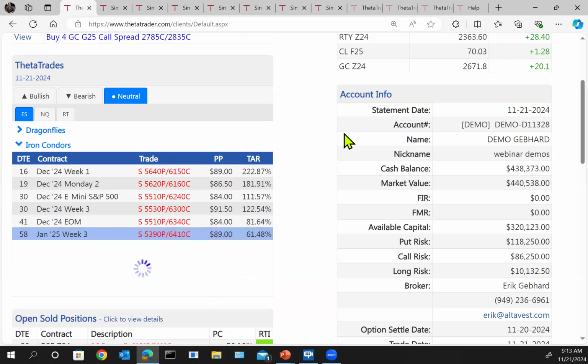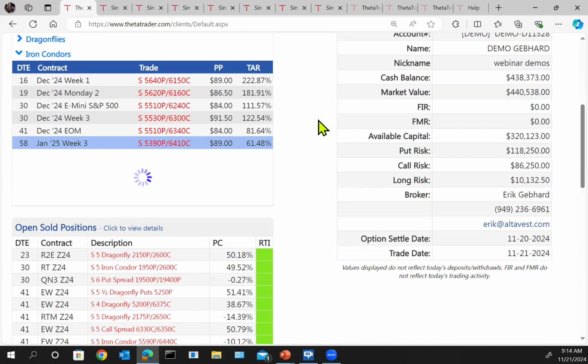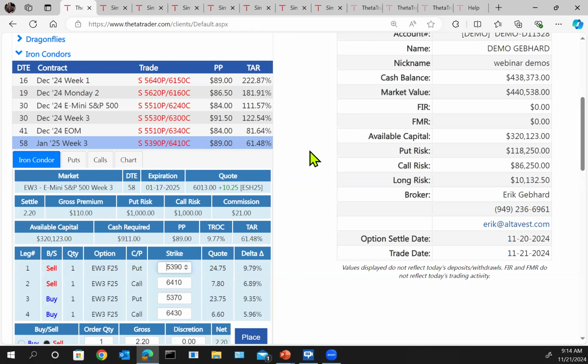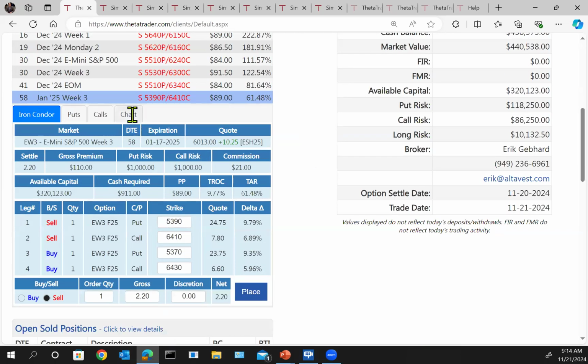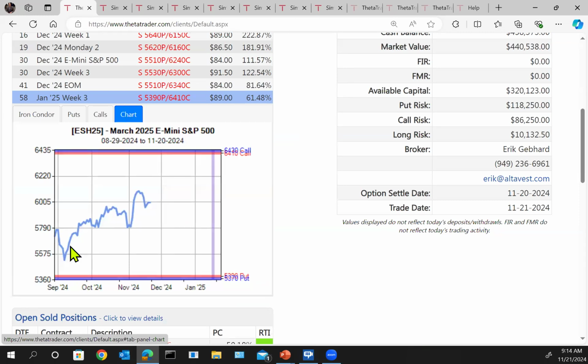But we'll drill down on this one here. Takes a little time here. And this is the January week 3 expiration. So you have this table of all the details on this particular trade. The first thing I like to do is look at a graph. This gives you an overhead perspective. Here's where the current market price is. So you're selling this out of the money call spread and this out of the money put spread. The difference between the puts and the calls that you're selling is really over 1,000 points. So you can see you have a lot of margin for error there.